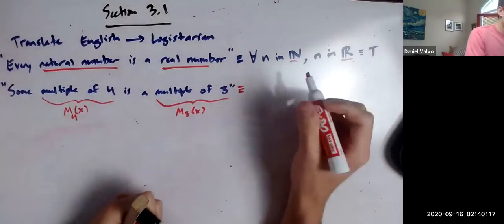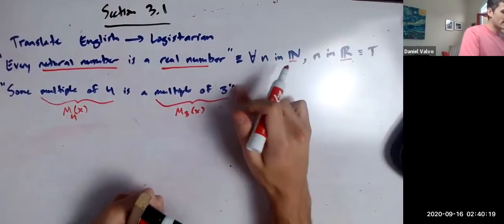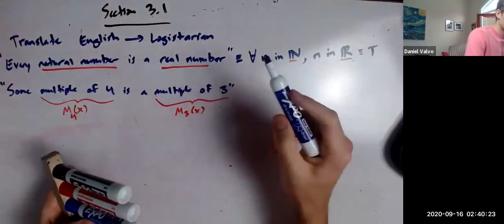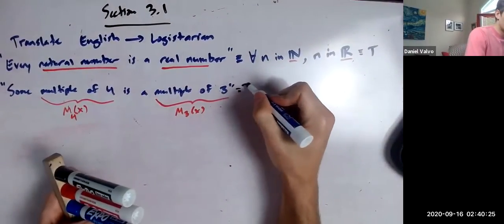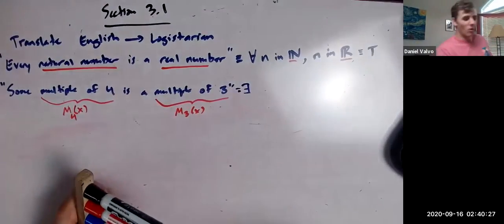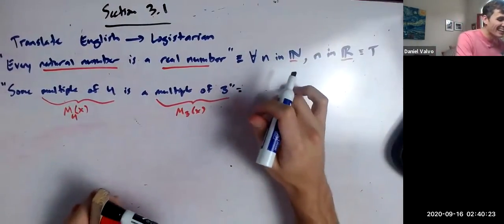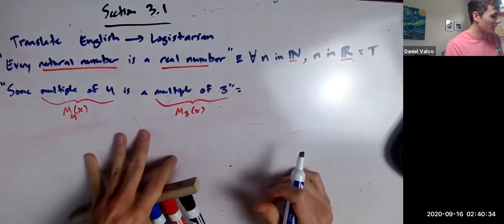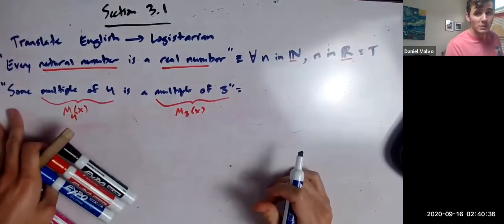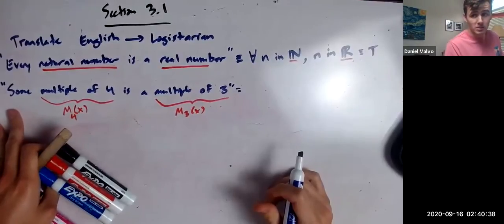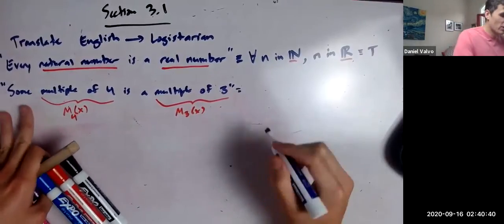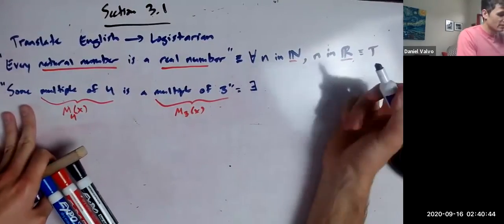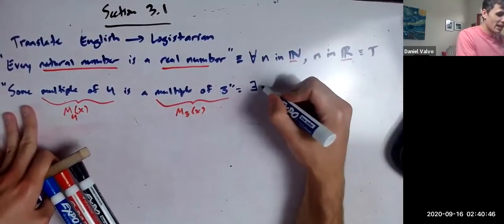So how can I write this in logic, in the ancient language of the logic elves, logisterian? Oh, I gave it away. Crap. Okay. Anyway, the some multiple of 4 is a multiple of 3. That's saying some doesn't mean that everyone works. This means some. It means there's at least one, right? This is saying there exists, right? There exists, let's pick a letter. Let's say an m.